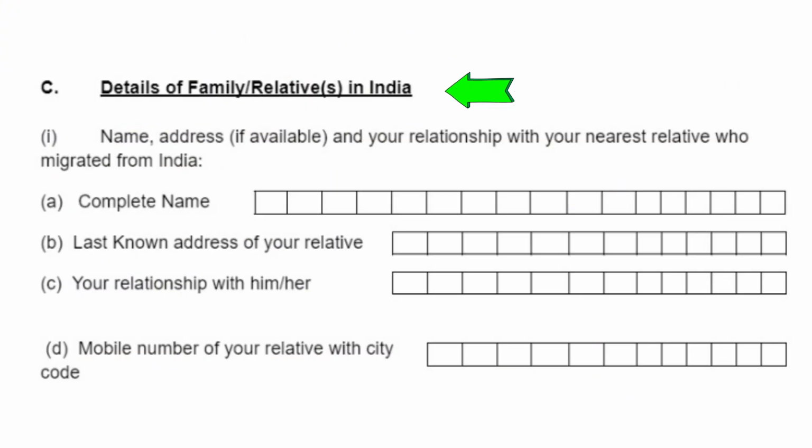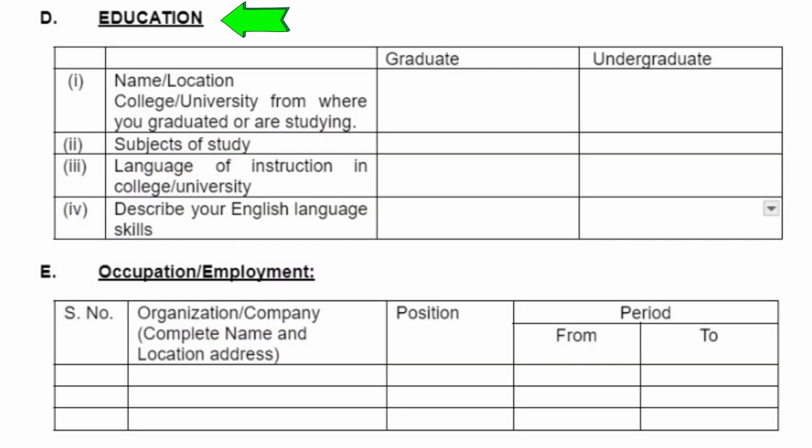Section C deals with details of family/relatives in India. If you know any of this information, you can put it in. That would be a plus. Section D deals with education. As I mentioned, you must be a graduate, so you would have this information to put in.